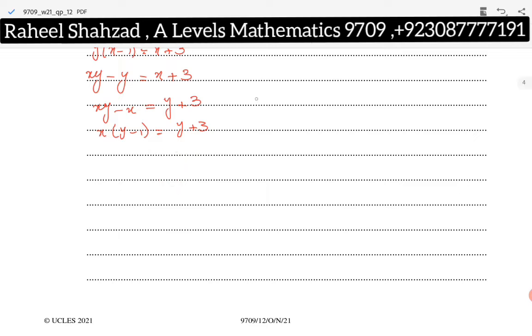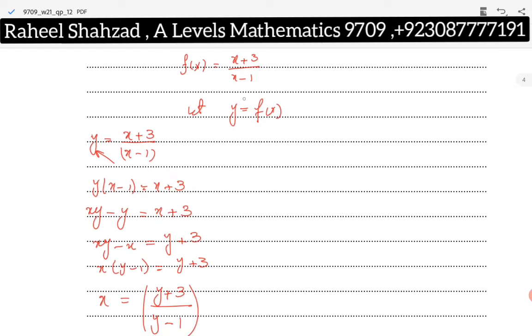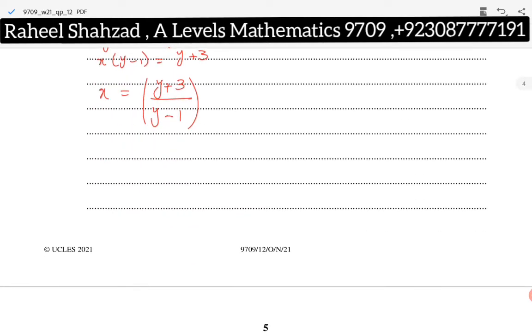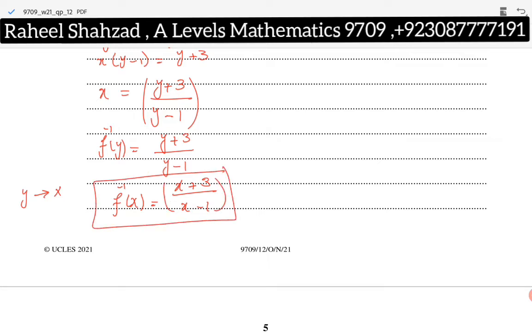If you see, in the beginning when we supposed y equals f of x, this function can be taken to the left-hand side, making f inverse of y equal to x. So now you replace x with f inverse of y. So f inverse of y is equal to y plus 3 divided by y minus 1. And what you have to do at the end is replace every y with x. So f inverse of x is equal to x plus 3 divided by x minus 1. So this is your inverse function.